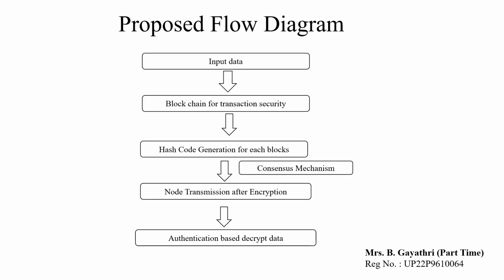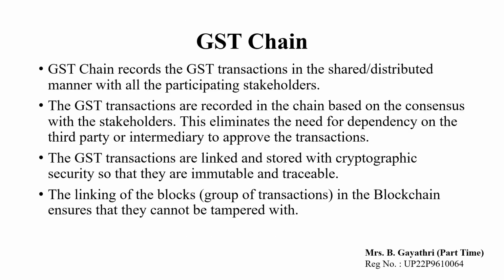So this is our proposed flow diagram. We have the input data, which is your GST data. All the data is stored in a blockchain, and for each block you have this hash code generation, and then we have this consensus mechanism through which the particular block is validated, and then the node is transmitted after encryption. At the receiver side, the same type of authentication is used for decryption of the data.